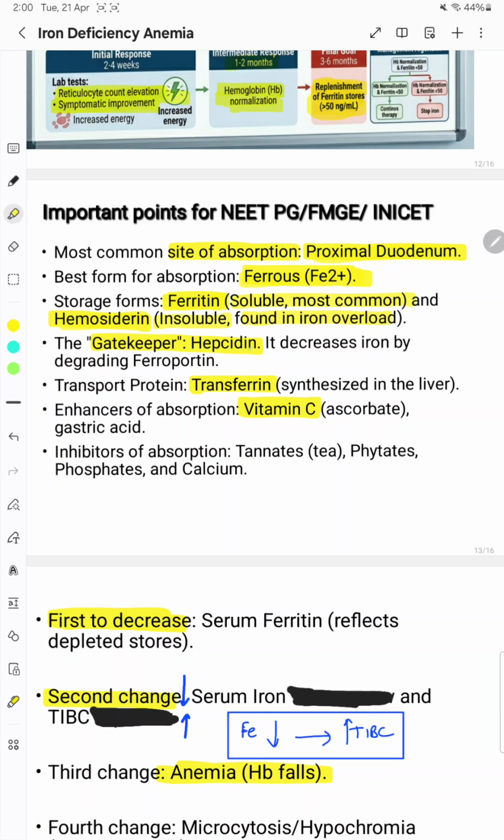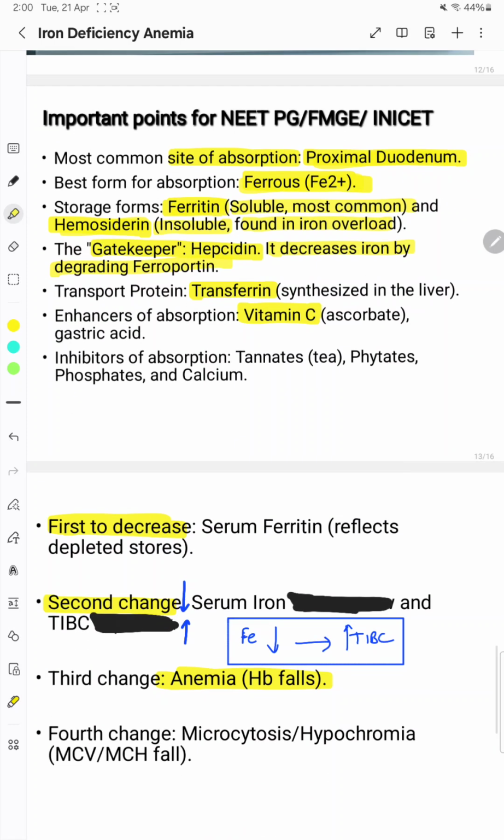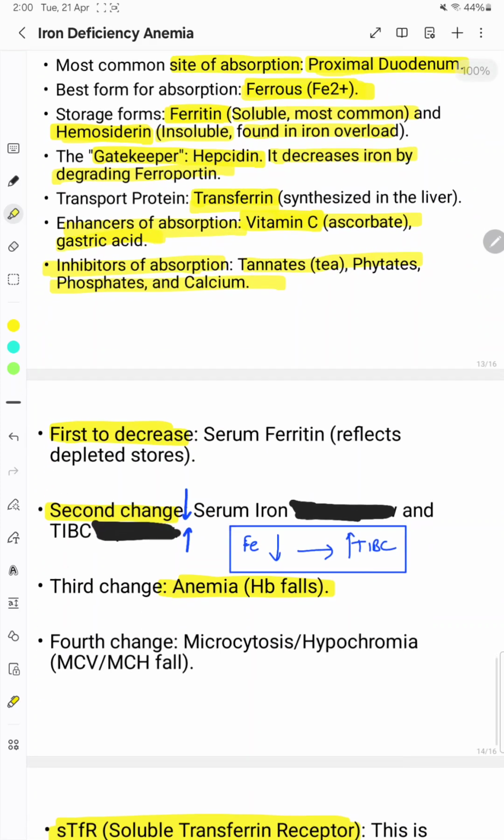Gatekeeper for iron metabolism is hepcidin. It decreases iron by degrading ferroportin. Transport protein for iron is transferrin, which is synthesized in the liver. Enhancers of iron absorption are vitamin C and gastric acid. Inhibitors of iron absorption are tannates, phytates, phosphates and calcium.